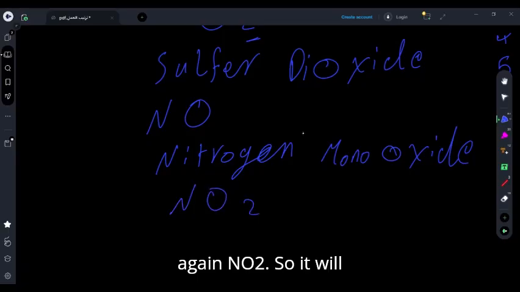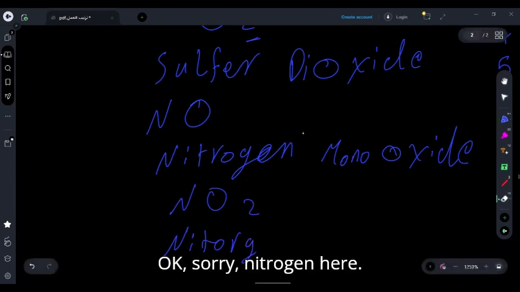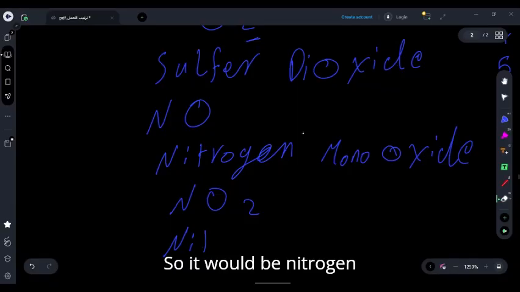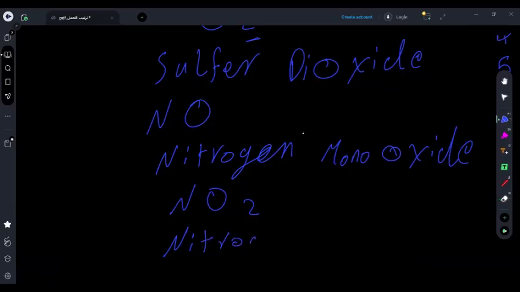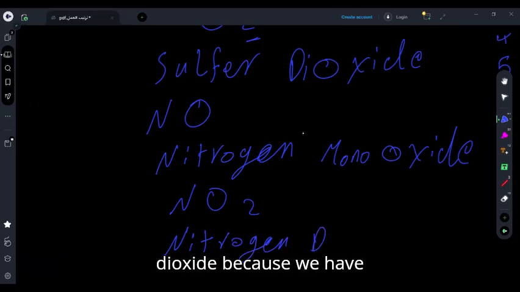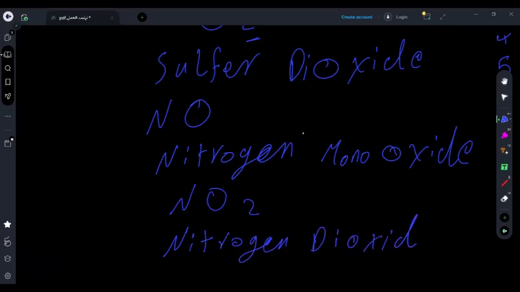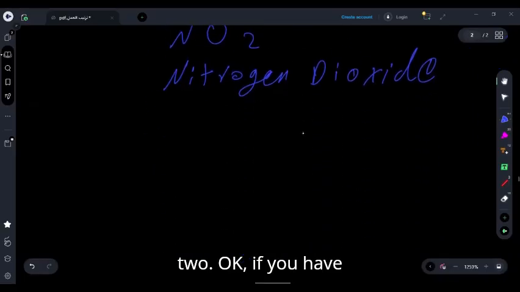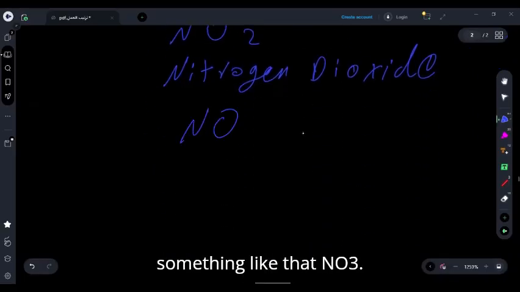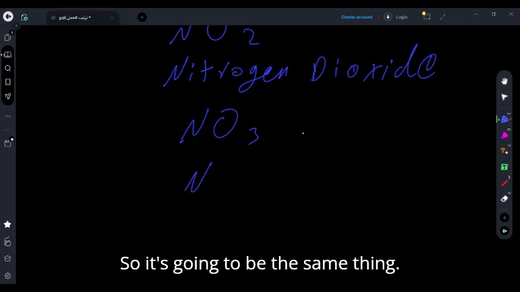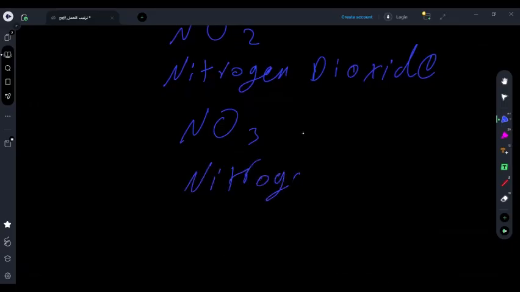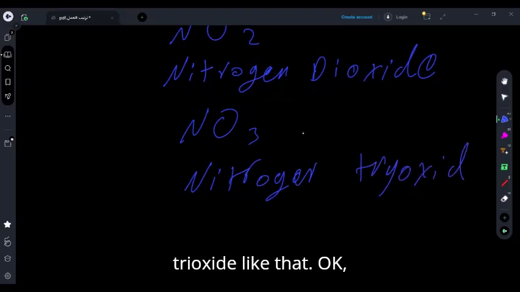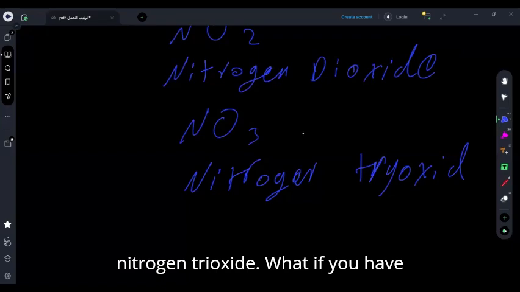Again, NO2. So it will be nitrogen dioxide, because we have 2. If you have something like NO3, it's the same thing: nitrogen trioxide.